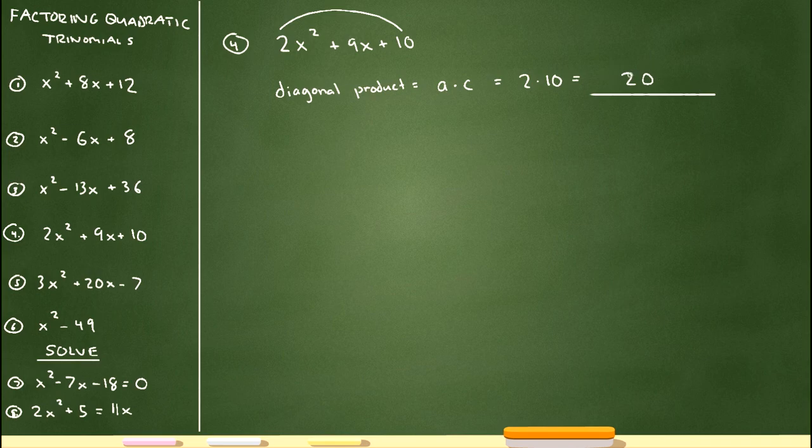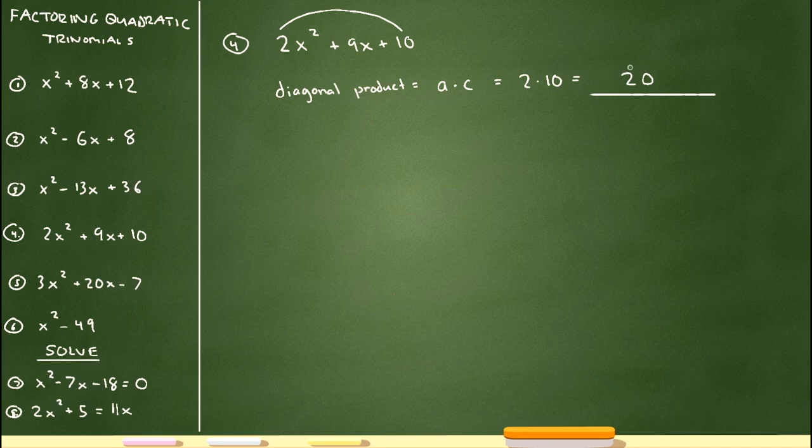With our diagonal product, we want to find the factors of 20 that will sum to 9. If you took a look at 10 and tried to come up with the factors of 10 that sum to 9, I don't think there are any. 10 times 1, negative 10, negative 1, 5 and 2, negative 5, negative 2. These aren't going to work. Of course it's not going to work like that, but you need to pay attention to this a value here, which is 2.